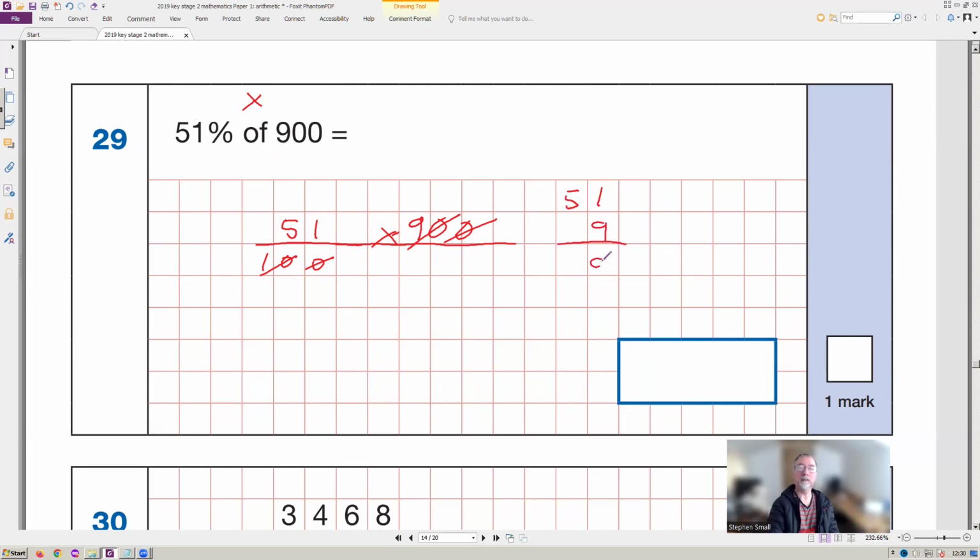So we can put that 51 up there, times it by 9. 9 ones are 9. 9 fives are 45. Straight in there like that. 459. Is that correct? Yes. 459. And does that sound about right? Yes, because 51% of 900 is roughly half of 900. Half of 900 is 450. So 459 sounds right.